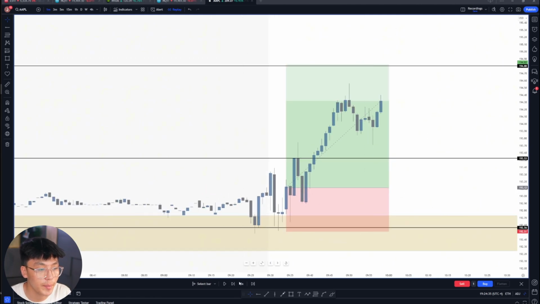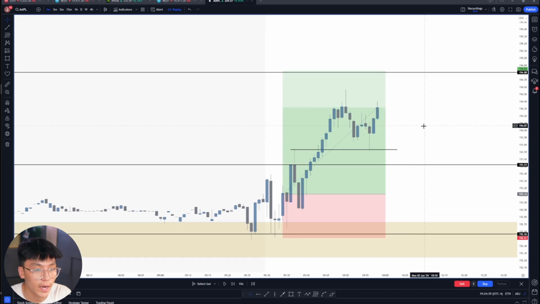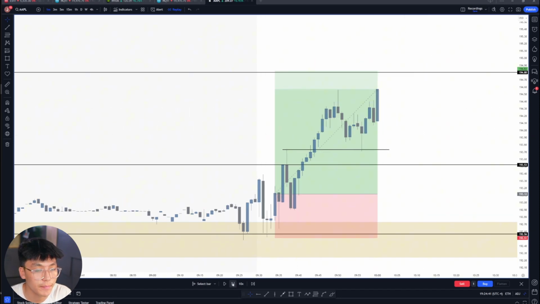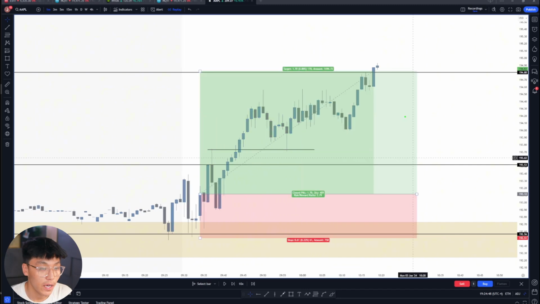As we play the tape here, you can see price ends up tapping into our key order block, and now we're expecting a push towards the upside. As you can see, price ended up tapping into the top of our key level very nicely. We had a very nice reaction off of our flip zone, which also coincides with our previous day high, for a very nice push towards the upside.